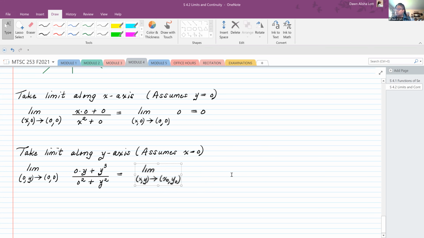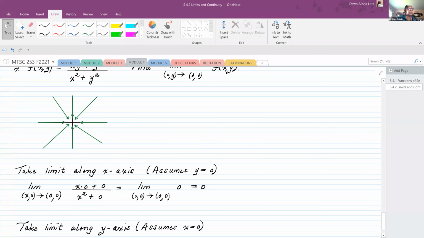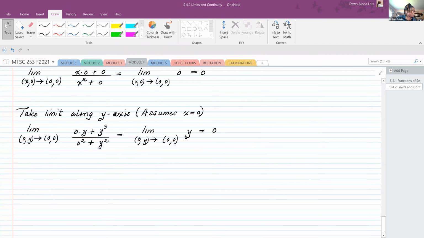The fact that x is already 0 and I'm going to 0, 0. And now I have y cubed over y squared. So that just gives me y. And if y goes to 0, I get 0. So obviously along the x and y axis, I'm good. Now let's try something different.